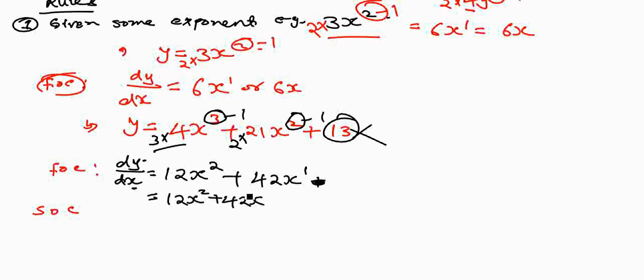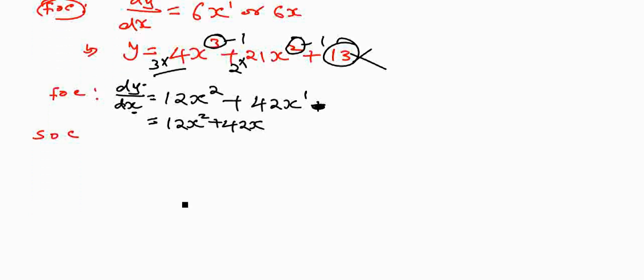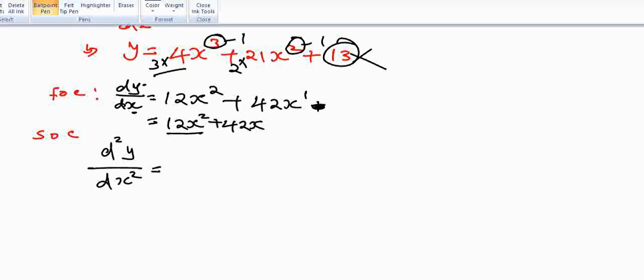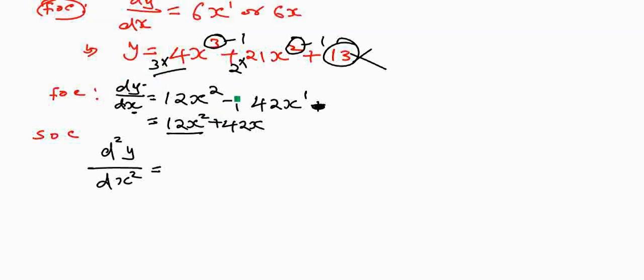So let's do the second order condition and see how it will look. Second order condition means d squared y, or it is written as d squared y over dx squared. Yes, d squared y over dx squared. So how will it be? You remember you have this. Let me get a different pen color again. So remember we have this as the answer.